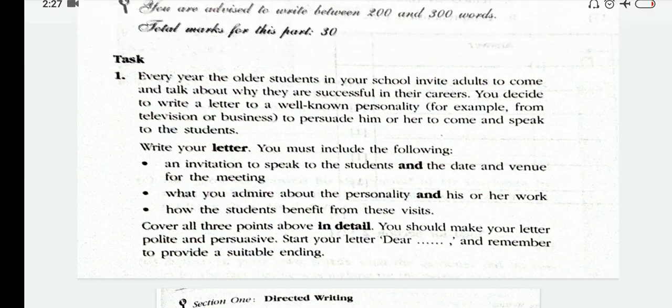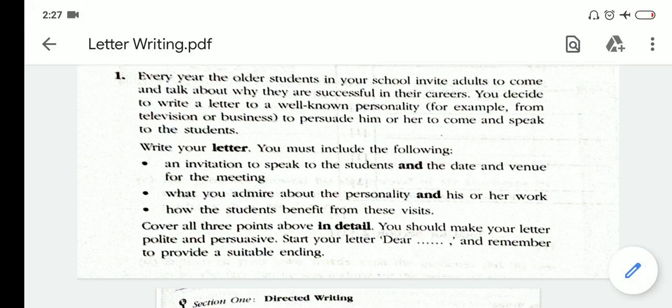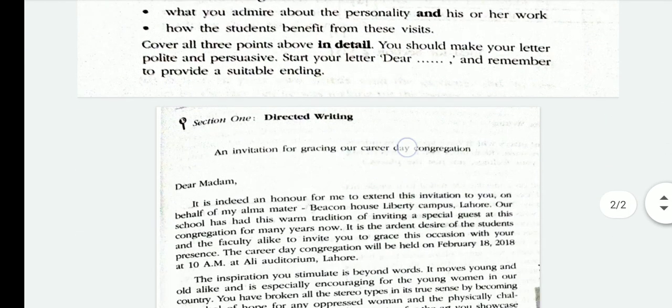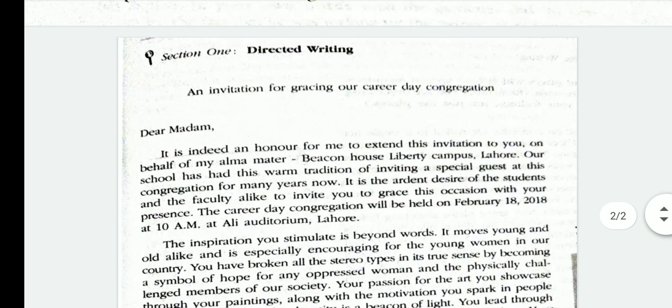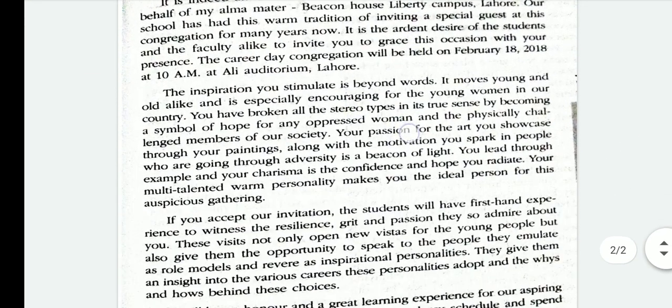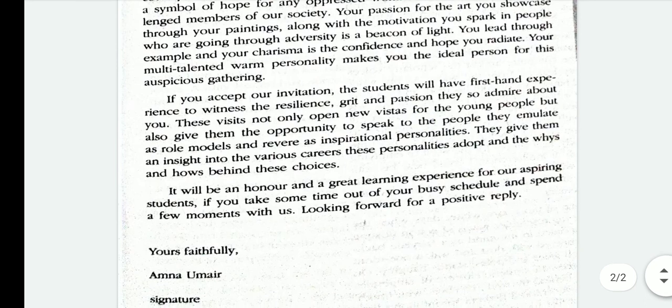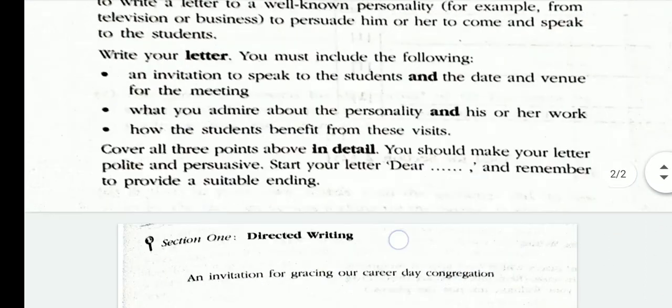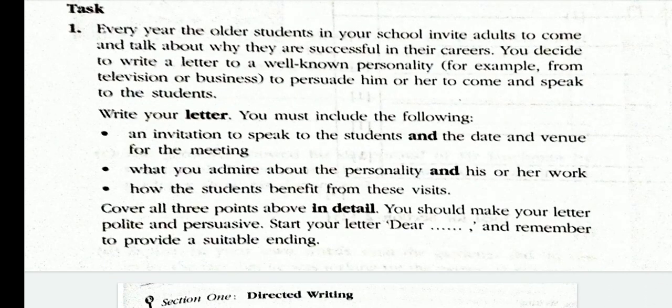Start the letter with Dear Sir if that personality is a male, or Ma'am if that personality is a female, and remember to provide a suitable ending. This is the example of this. I will be providing you this document. You will go through this example, but you will write your own letter in your copies and then show me your work. If you have any questions, you can ask. This is your task. That's it for now.